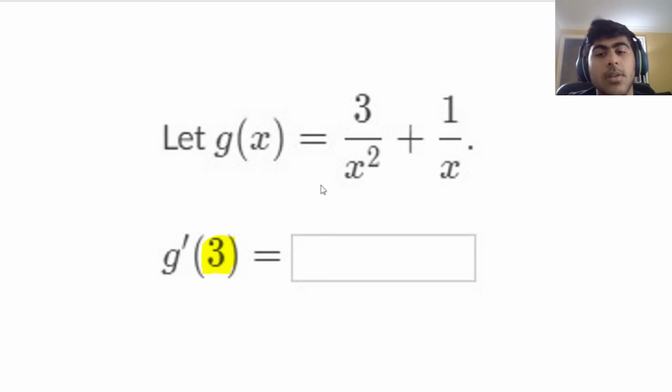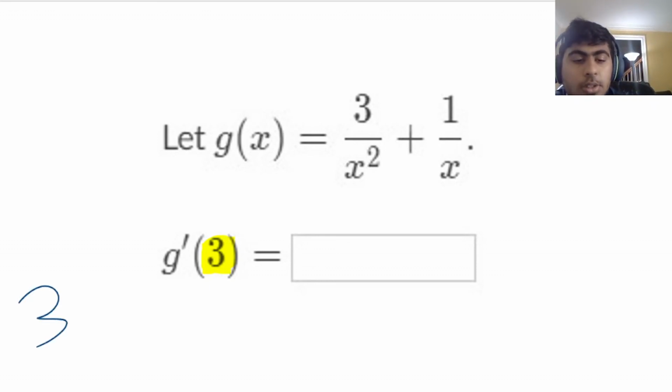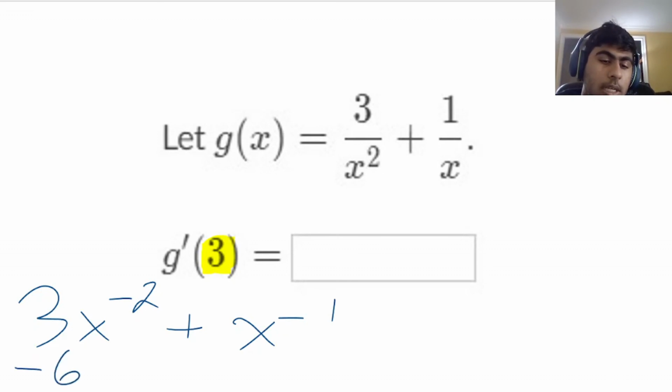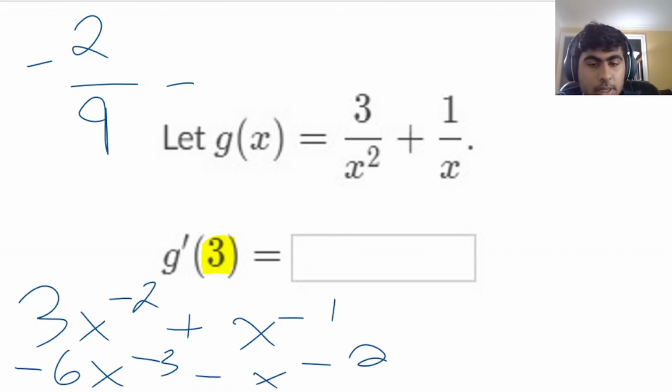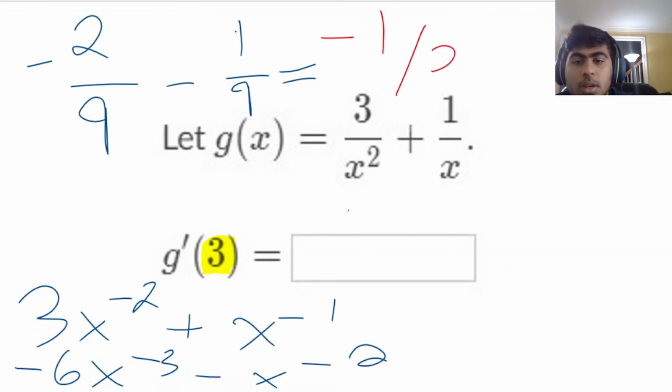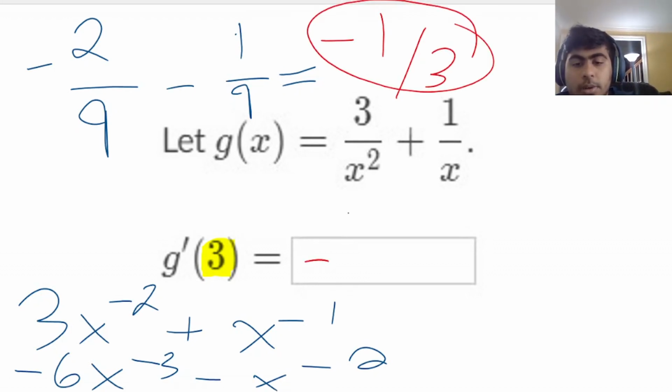All right. So you should have seen that it is 3x to the negative 2 plus x to the negative 1. And that would, of course, give negative 6x to the negative 3 minus x to the negative 2. So plugging in 3 into that would give negative 2 over 9, because it would be negative 6 over 27. And then you subtract another 1/9, which would be negative 3/9, which is negative 1/3. So negative 1 over 3 is our answer right here.